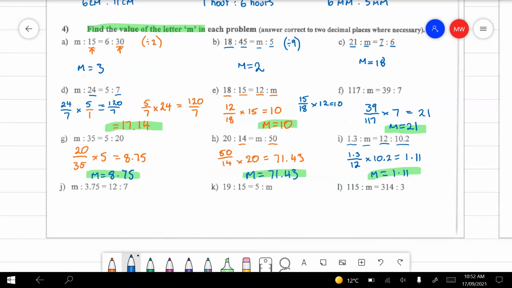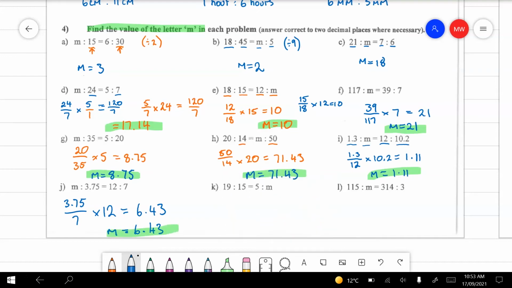How did I turn a 7 into a 3.75? It's the smaller number, so it's going to go on the top. So 3.75 over 7 times 12 will give me the value of M, which is 6.43. So again, M equals 6.43. My final answer. And I've crossed it out again. That's unfortunate, isn't it?